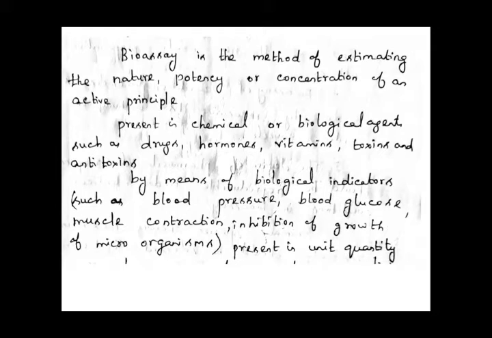Hope you're clear. So it is different from chemical assay. In chemical assay also we are finding out the potency. Here also we are finding out the potency, but in Bioassay we are using some biological indicator. So Bioassay is a method of estimating the nature, potency or concentration of an active principle present in chemical or biological agents by means of biological indicators.